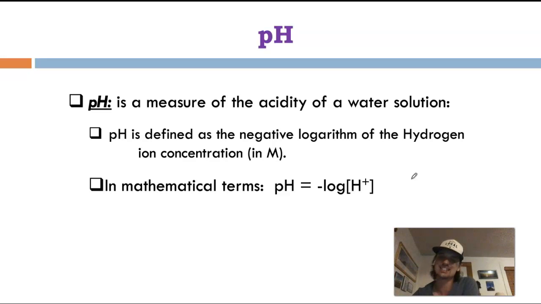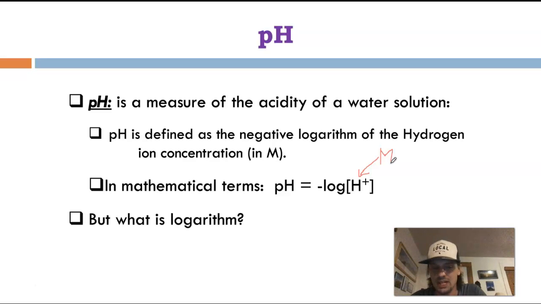It is defined as the negative log of the hydrogen ion concentration, and these square brackets mean molarity. So this is concentration in molarity, okay? And that's why we've been studying molarity. So on your calculator, you can find that log button. And if I take the negative log of the hydrogen ion concentration, you get the pH.